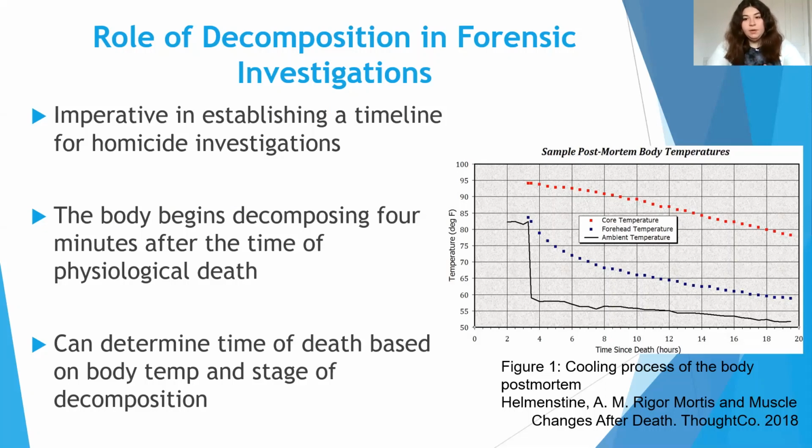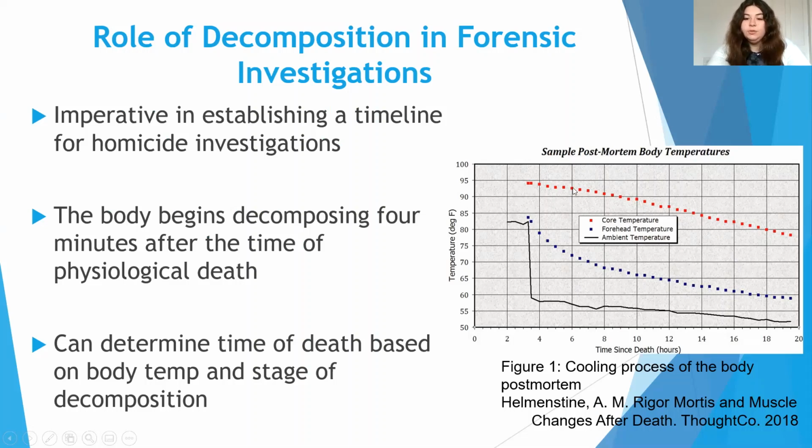So typically when a PMI investigator arrives on scene, they take 3 different types of temperature, which is the core temperature, the forehead temperature, and the ambient temperature. And they typically use the core temperature and eyeballing the stage of decomposition to attempt to determine a time of death. As you'll see in this figure 1, you can see the core temperature, forehead temperature, and ambient temperature, and how quickly they tend to cool since the time of death laid out.